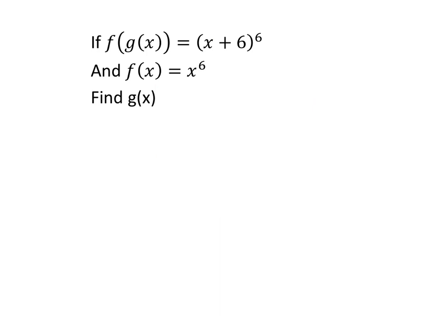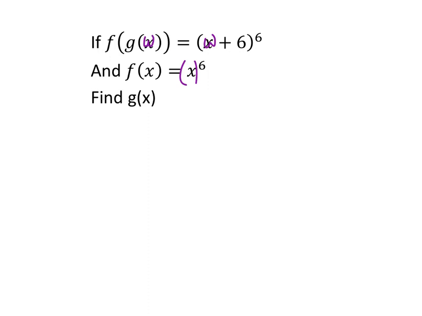The next type of problem is to figure out what one of the functions is given the composite function. So if f of g of x is x plus 6 to the power of 6, and f of x is x to the power of 6, then we can see right here that this x, you could use different letters on that, probably not y, maybe w. Well, what did they replace x with in this case?